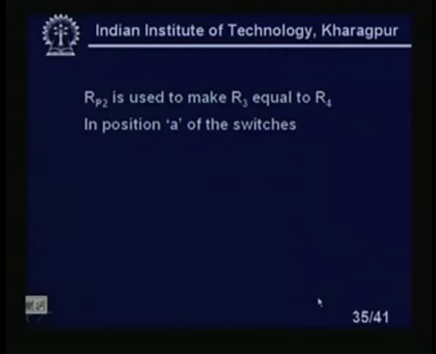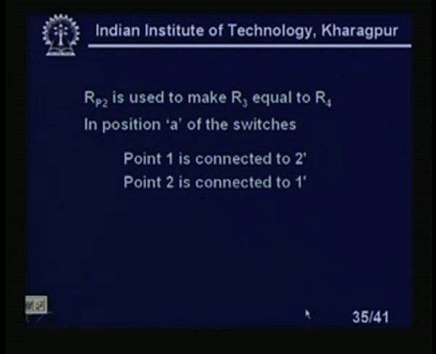RP2 is used to make R3 equal to R4 in position A of the switches. There are two different positions. Point 1 is connected to 2 dash, 2 is connected to 1 dash, and point 4 is connected to 5, right. So, these are the different contact points which will be modified.